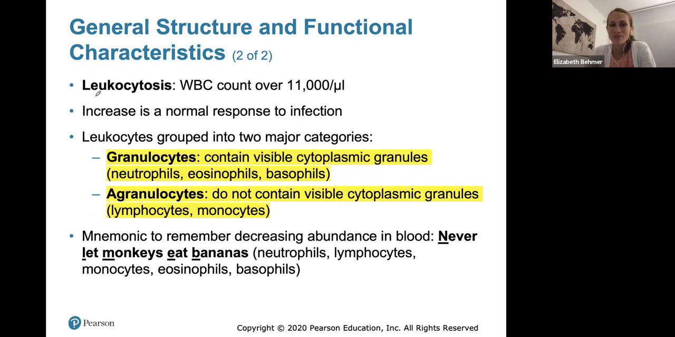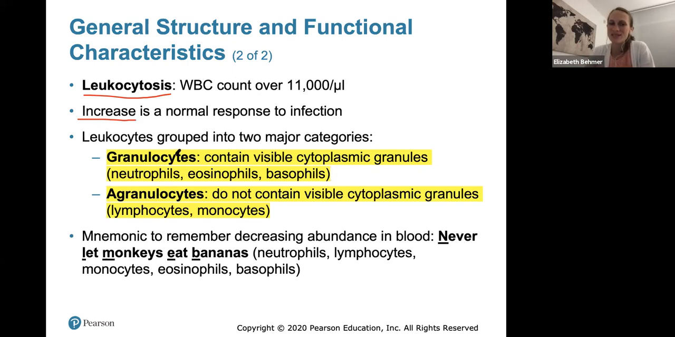What you should know, so leukocytosis is when you have a white blood cell count over 11,000 per microliter. And leukocytes in general will increase in response to an infection. So this is very important to know. People get a white blood cell count taken and their leukocyte count is very, very high. That means their body is most likely fighting off some sort of infection, bacterial infection. If their leukocytes are very low, that's also bad, because you don't want to get that person sick, because they don't have their body's defense mechanisms to fight it off.